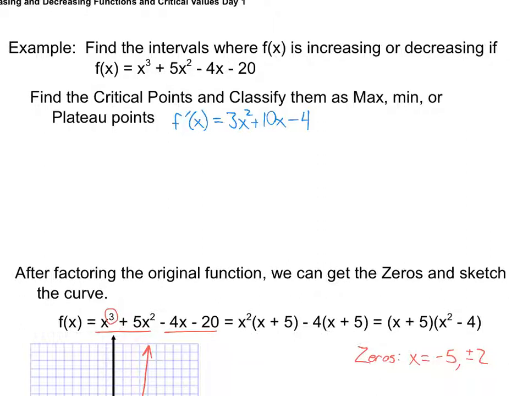Now, you can try to factor that. It doesn't factor. So how do you solve a quadratic? We got to use the quadratic formula. So we're trying to find critical values, so we set this equal to 0. So I'm going to use the quadratic formula. x is negative 10 plus or minus the square root of b squared, 100, minus 4 times 3 times negative 4.